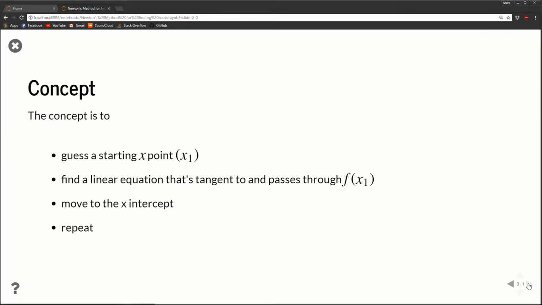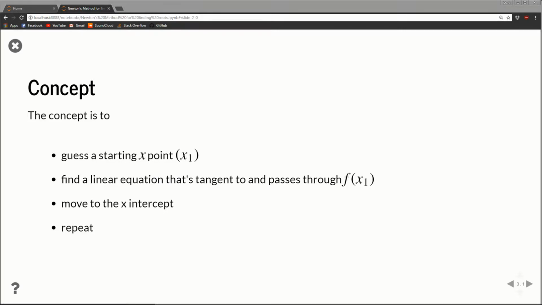So a high-level concept of the process is what we're going to do is we're going to start by guessing an x-point, and we'll call that x1. Then what we do is we want to find a linear equation for a line that passes through f of x1 and also is tangent to f at that point. Once we have the linear equation, we're going to find the x-intercept of the linear equation. Now that x-intercept is going to be our x2, and we're going to start the process over again. Find a linear equation, move to the next x-intercept, and then eventually it should converge to the root of the polynomial. So if that last explanation was a bit confusing, I have a visual example that should help.